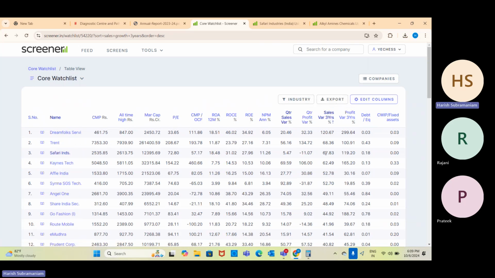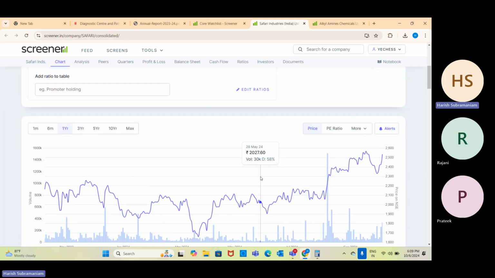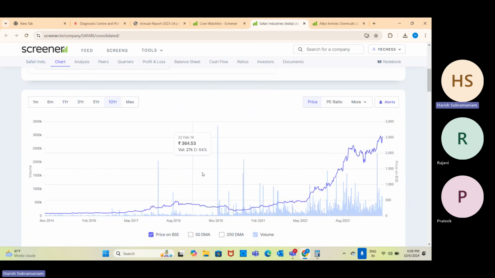So Safari Industries has 67% sales growth and some 119% profit growth on average. This is not total in 3 years. This is per year. So per year, it has shown this much 67% sales growth and this much profit growth. So when we look at a share like this, which is showing high sales growth and high profit growth, we see that this share price, which was about 85%, right? We are only looking at 3 years. So let's look at the 3-year trend.